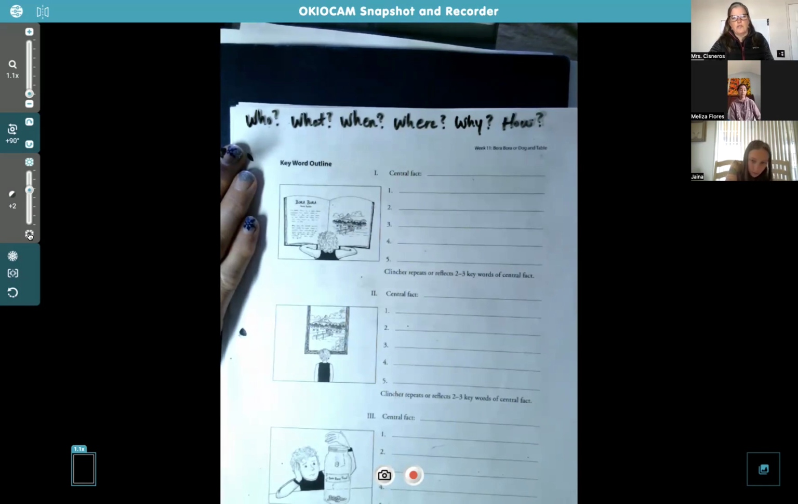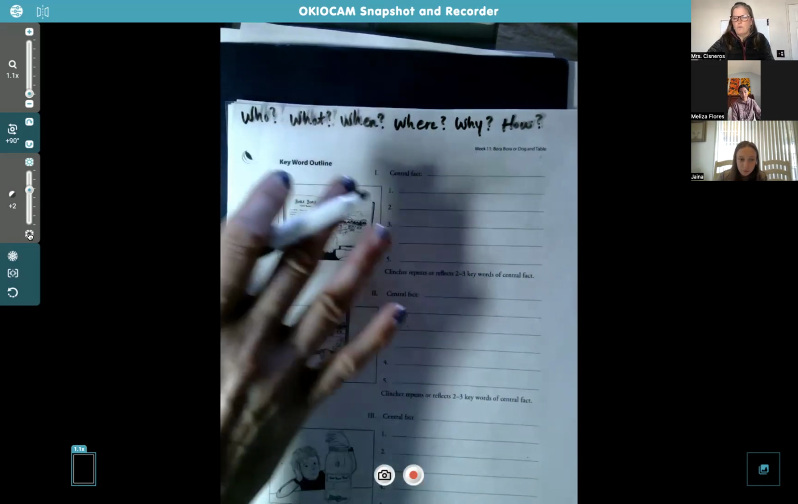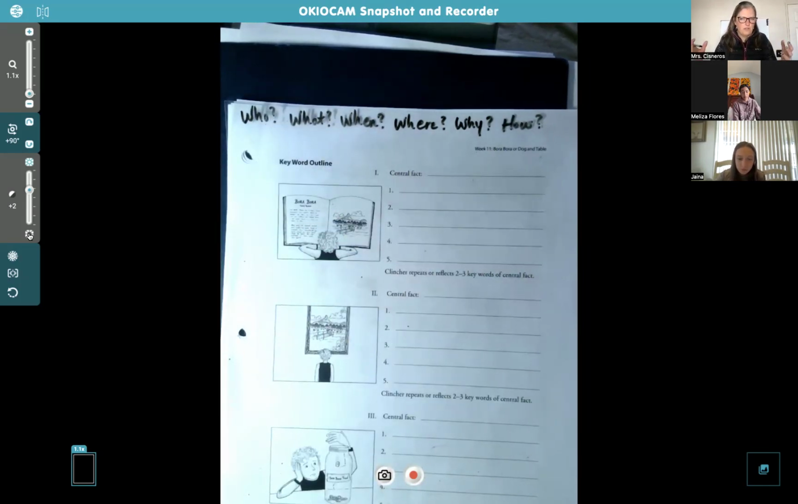Sometimes there's other words we can use, like is it going to snow today? You can use that as a question word, but these are the main ones. These are the main big 6 question words. Who, what, when, where, why, and how. These will help you with the pictures, with the plot of your story.